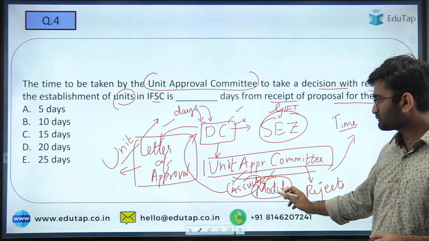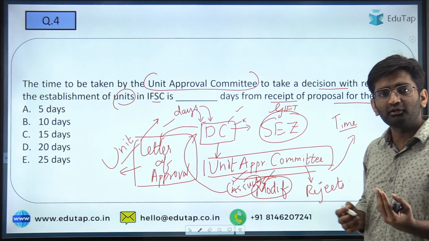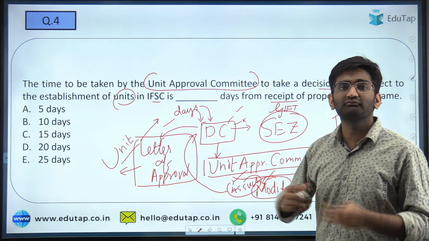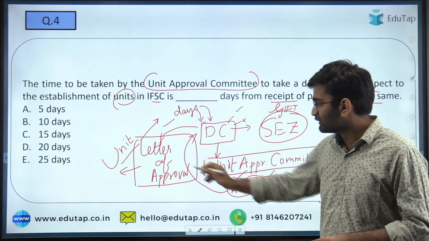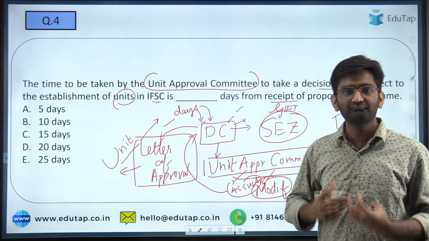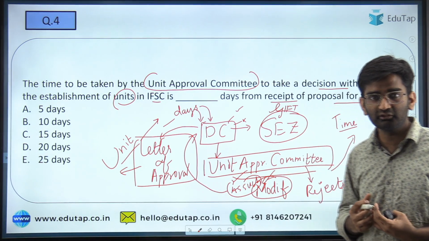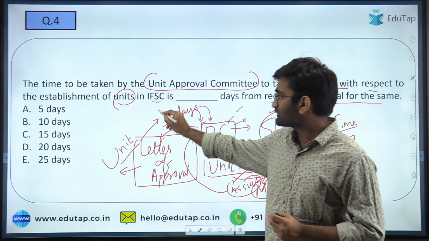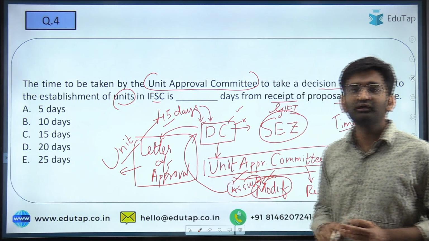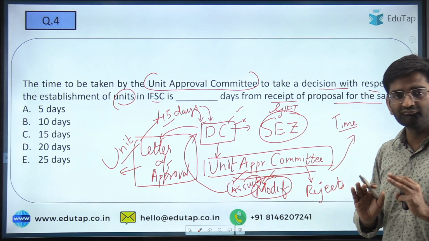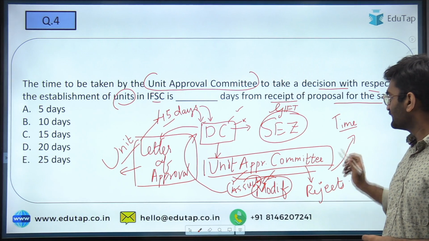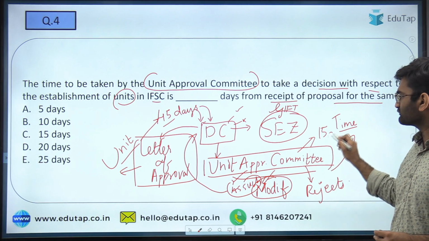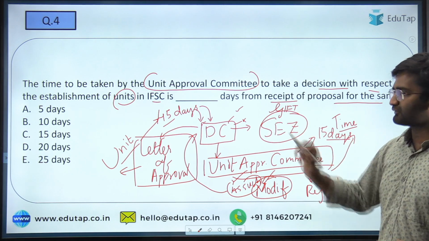Now, if there are modifications that the unit approval committee wants to make, then that is conveyed and the development commissioner makes modifications and comes out with a letter of approval. So this letter of approval will be again taken by the entity who wants to establish the unit, and whether they accept it or not has to be given out within certain days. What are those days? Within 45 days it has to tell whether it is okay with the conditions or not. If it is okay, the unit is to be established, and the unit approval committee actually has to give the decision within 15 days of receiving this proposal from the development commissioner.